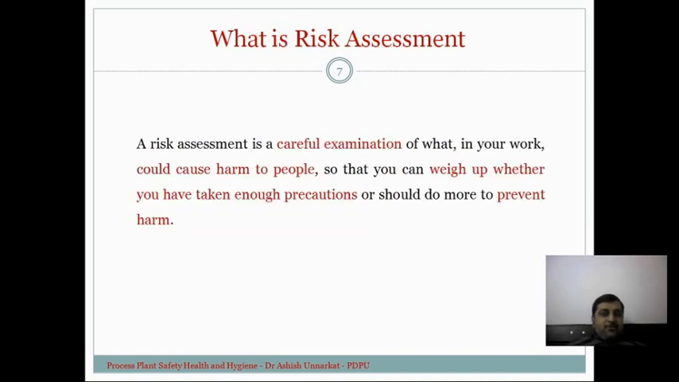It is worth knowing what it is. A risk assessment is a careful examination of your workplace to find out what can harm people, to what extent it can harm people, and if at all it is going to harm, what precaution should I take, or rather what should I do to prevent it.